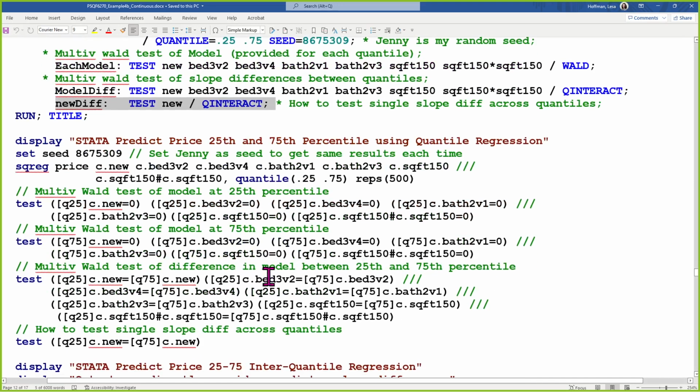Now, Stata users, where's my Stata users? Kendall, Sam, Nikki, anyone else?